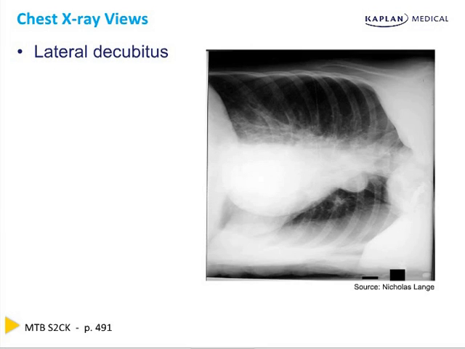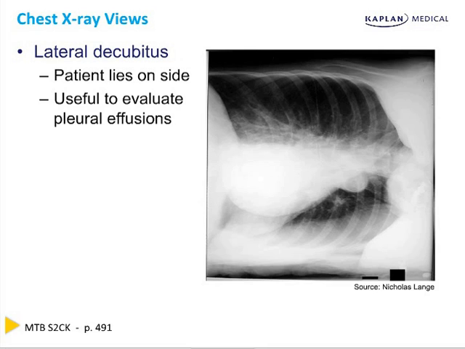The final X-ray position we will discuss is the lateral decubitus view, which is taken with the patient lying on one side. While not a standard X-ray view, lateral decubitus films are useful when a pleural effusion cannot be differentiated from a region of consolidation like a lower lobe pneumonia.